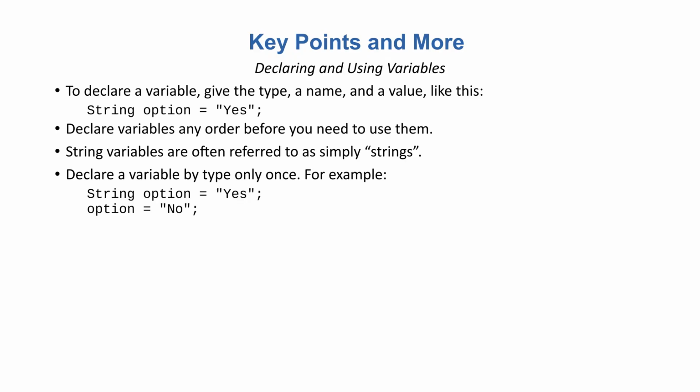Declare a variable's type only once. All other uses of the variable should not include its type. For example, these two lines declare the variable with a value of yes, then give the variable a new value of no.